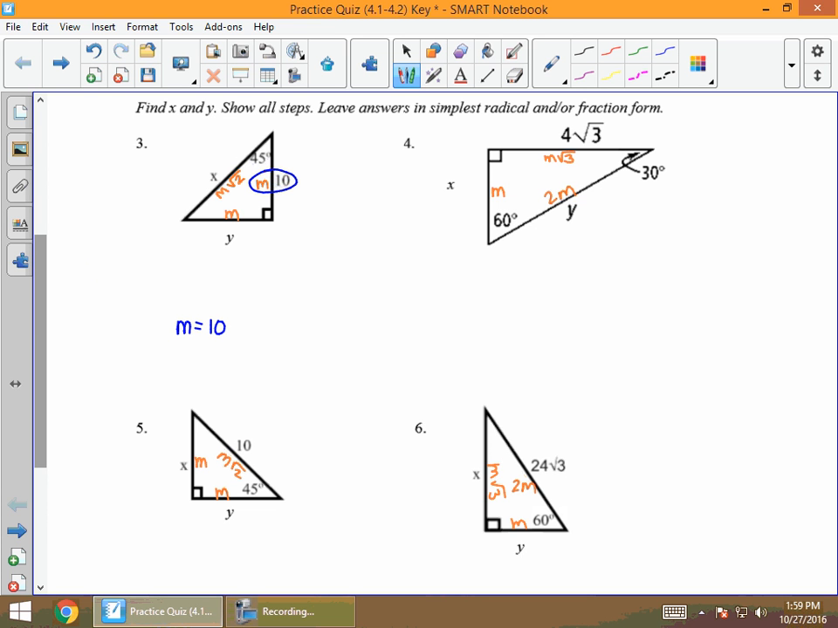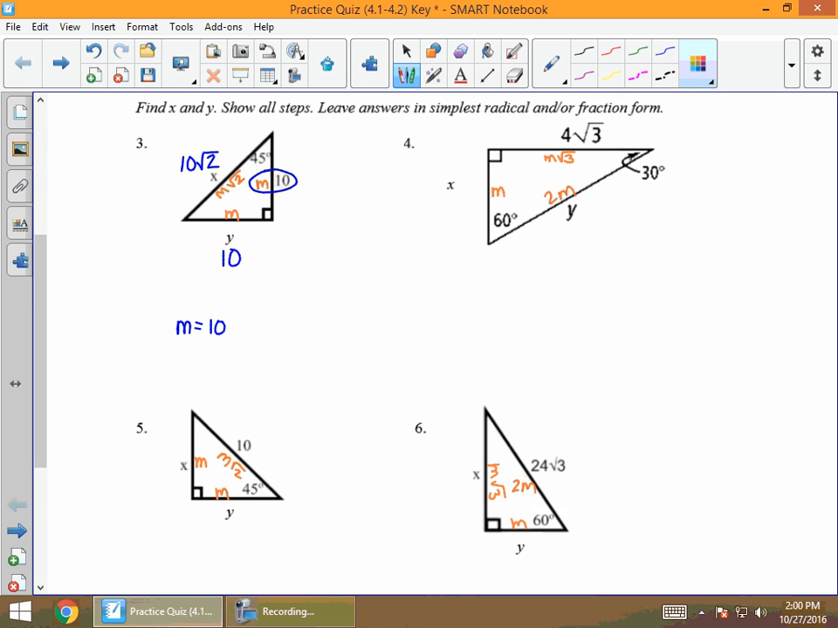So that means y, which is down here on the bottom, I see that y is equal to m. So y is equal to 10. And x is equal to m radical 2. And that is 10 radical 2. And that does not simplify anymore, so that is done right there, 10 radical 2.